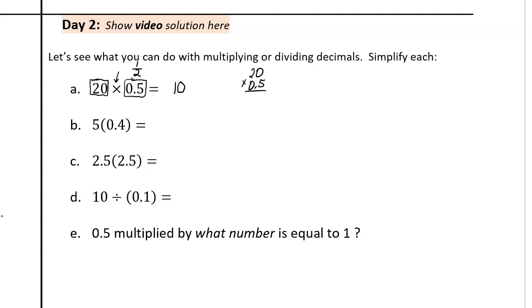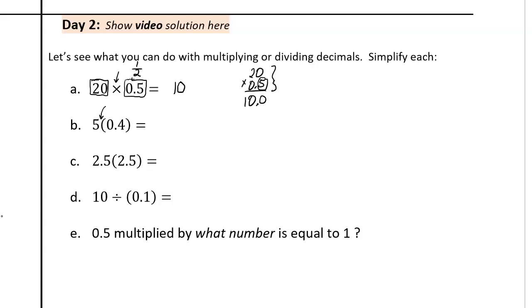5 times the 0 is 0. 5 times the 2 is 10. Tally up how many digits are to the right of decimal points in the problem. Only one digit. And put the decimal point into the answer so that there's one digit to the right. The answer is 10.0, and that's the same thing as my answer of 10. Now question B, 5 times 0.4.